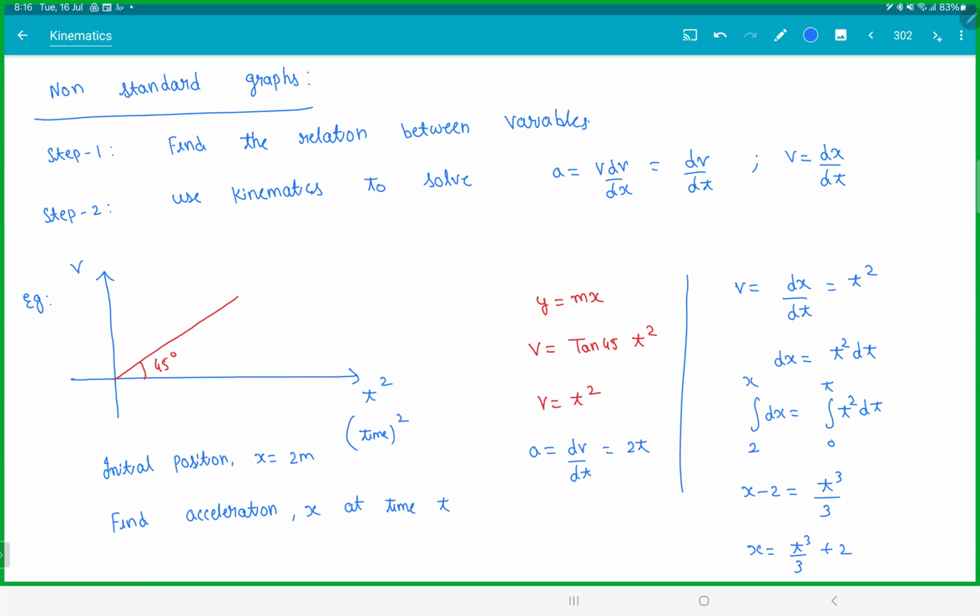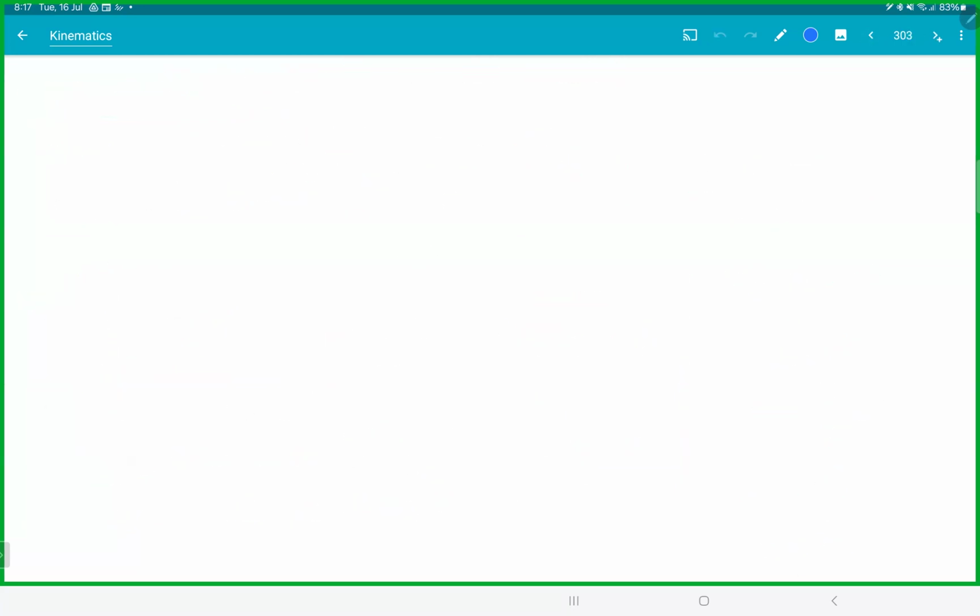Any doubts on this? Clear? Can I go ahead? Surya? Abhinav? Arya? Arnav? Clear so far? Adi? Got this? Now, you guys try this.